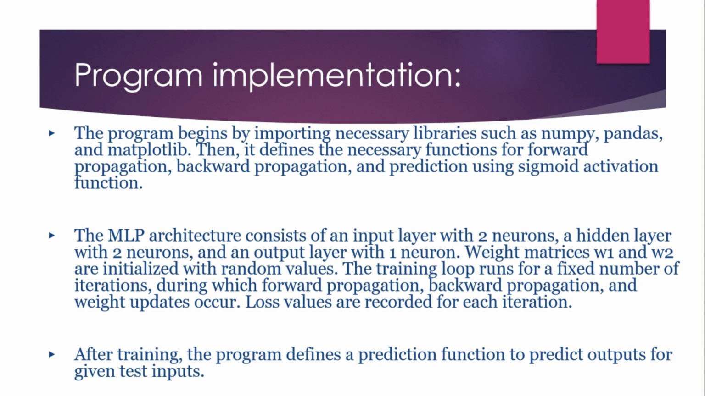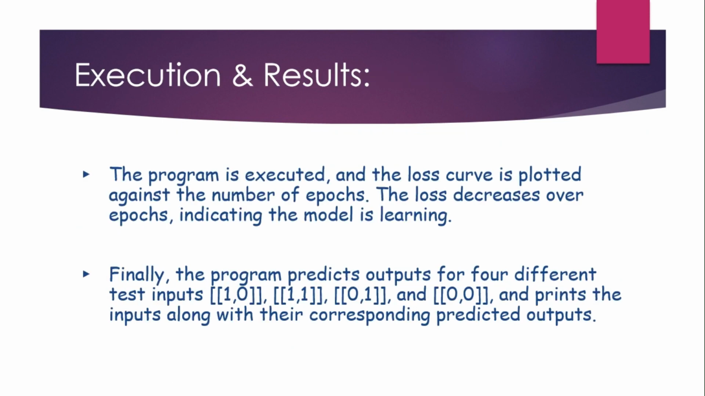Execution and results. The program is executed and the loss curve is plotted against the number of epochs. The loss decreases over epochs, indicating the model is learning. Finally, the program predicts outputs for different test inputs, such as 00, 01, 10, 11. These are binary inputs for two values, and it prints the inputs along with their corresponding predicted values.